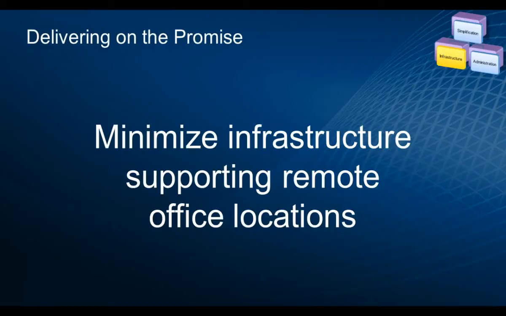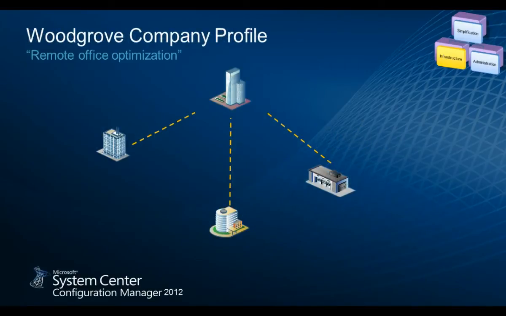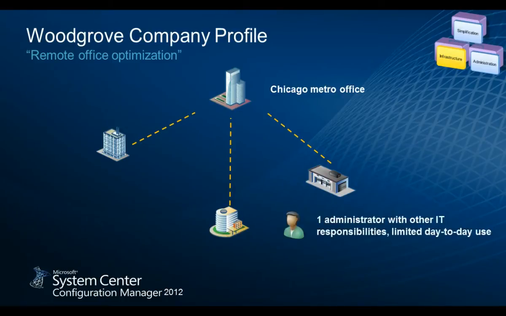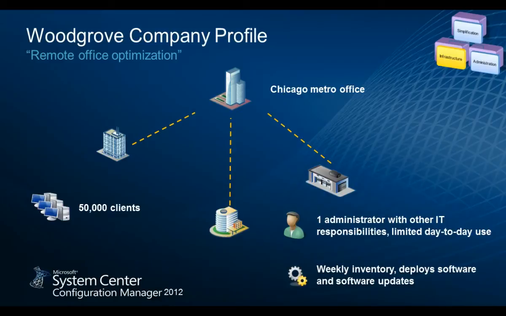So we also want to talk about minimizing the infrastructure supporting those remote office locations, and we're going to talk about this in a few ways. Here is an example called the Woodgrove Bank, and this is their company profile. You can see here we've got an interest in doing remote office optimization. So we have a Chicago Metro office where we have one administrator with other IT responsibilities, limited day-to-day use, so that person is busy but doing other things. We have roughly 50,000 clients, and we run weekly inventory and deploy software and software updates to that location.